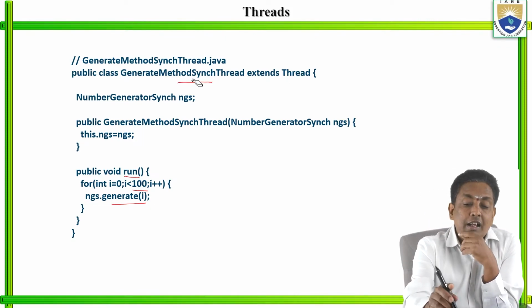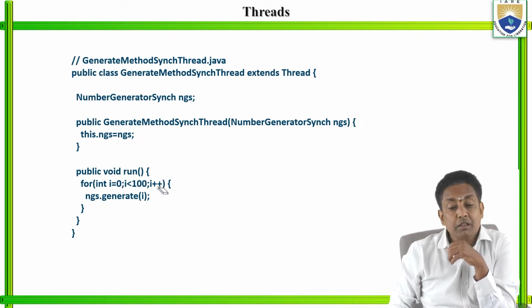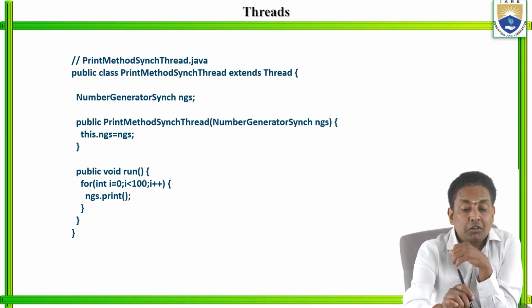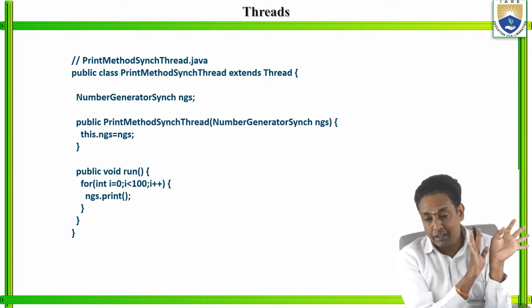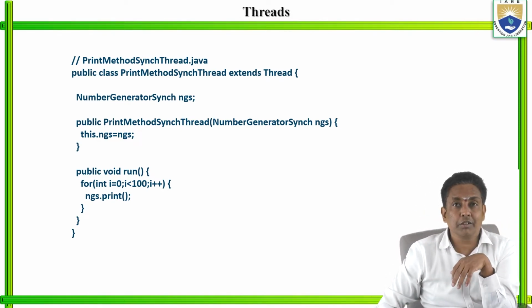That thread class is calling the generate method 100 times. Similarly, the print method synchronization thread class's run method calls the print method 100 times. Same as the previous three examples. This is the fourth example on threads.